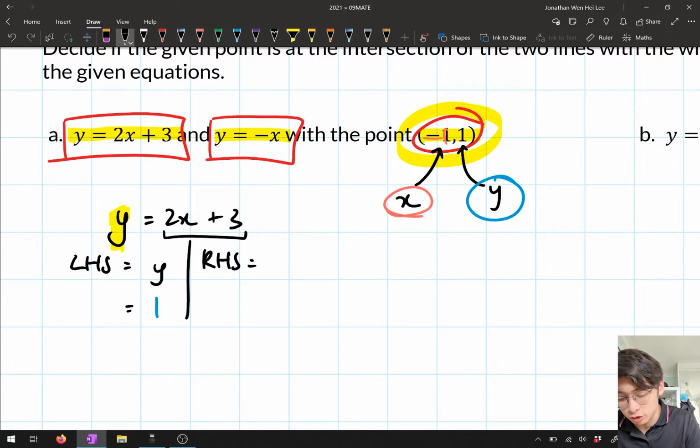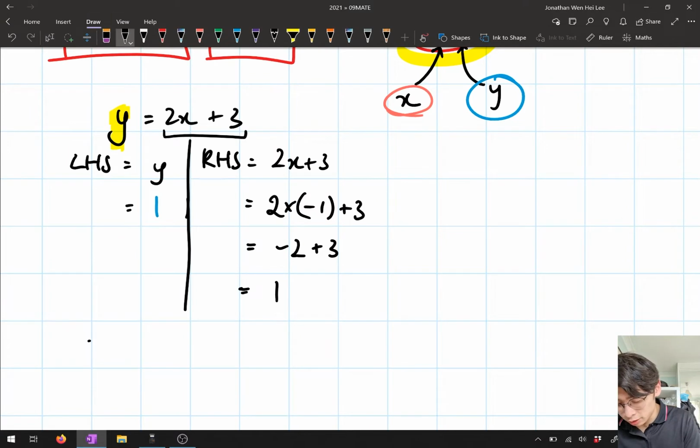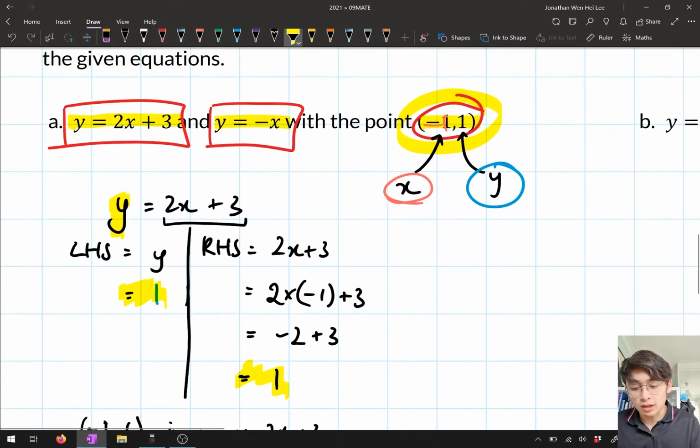On my right-hand side, I've got 2x plus 3. I'm just going to replace x with -1. So I've got 2 times -1 plus 3. So 2 times -1 gives me -2 plus 3. -2 plus 3 gives me 1. And so here, -1, 1 is on y is equal to 2x plus 3. The reason being is because both the left-hand side and the right-hand side match up. That's good for us. Let's check the other equation.